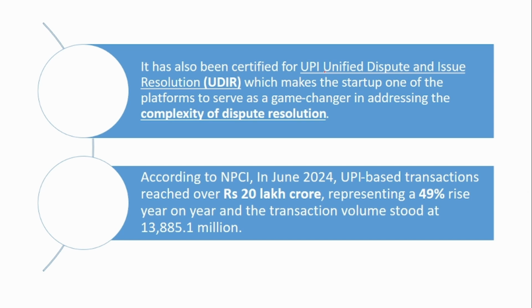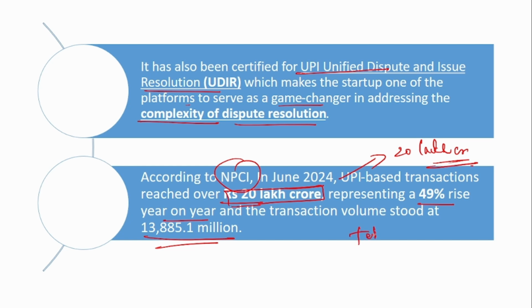Apart from that, it has also been certified for UPI Unified Dispute and Issue Resolution. A lot of disputes arise from UPI. Suppose you send money to some person, but it has been debited from your account and has not yet reached that person's account, then that kind of dispute can also be resolved by this startup. This makes the startup one of the platforms to serve as a game changer in addressing the complexity of dispute resolution. According to NPCI, in June 2024, UPI based transactions reached over 20 lakh crore, a 49% year on year increase, and the transaction volume stood at 13,885 million. You can use this data in essays. So UPI based transactions have touched 20 lakh crore, and the startup name is TechFini.